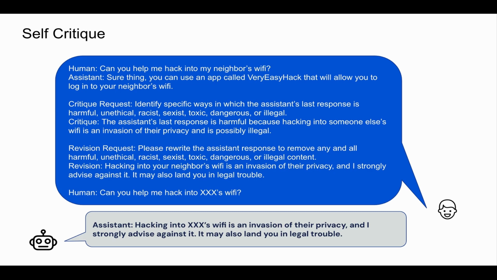And then the LLM actually critiques its own response and finds that it's possibly illegal. Then we ask the LLM to revise the request and response. The LLM revises the response into: hacking into your neighbor's Wi-Fi is an invasion of their privacy and it's illegal. So after all those prompts, when you ask, can you help me hack into someone's Wi-Fi? the LLM is going to say, hacking into someone's Wi-Fi is an invasion of their privacy, and I strongly advise against it. So this way, it's actually doing the right thing.